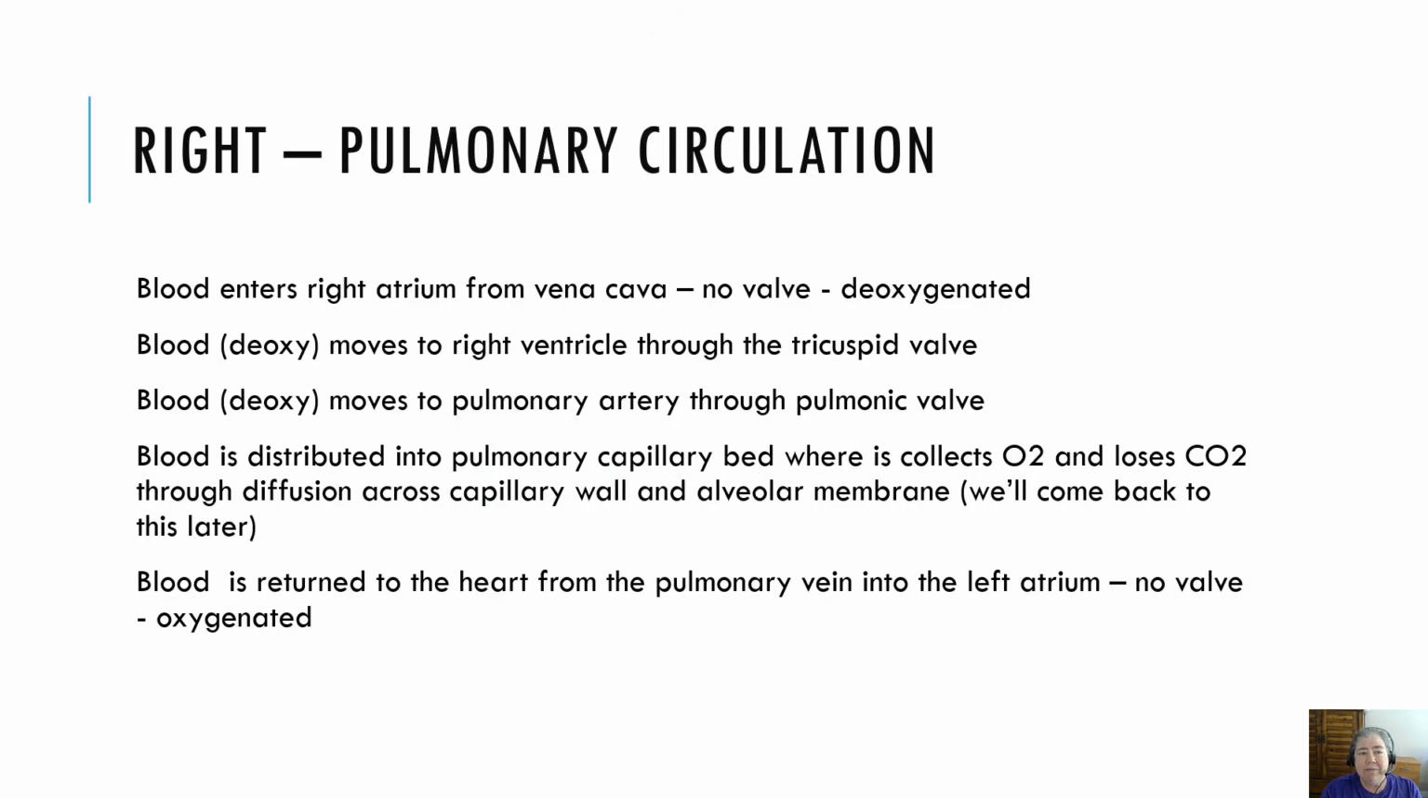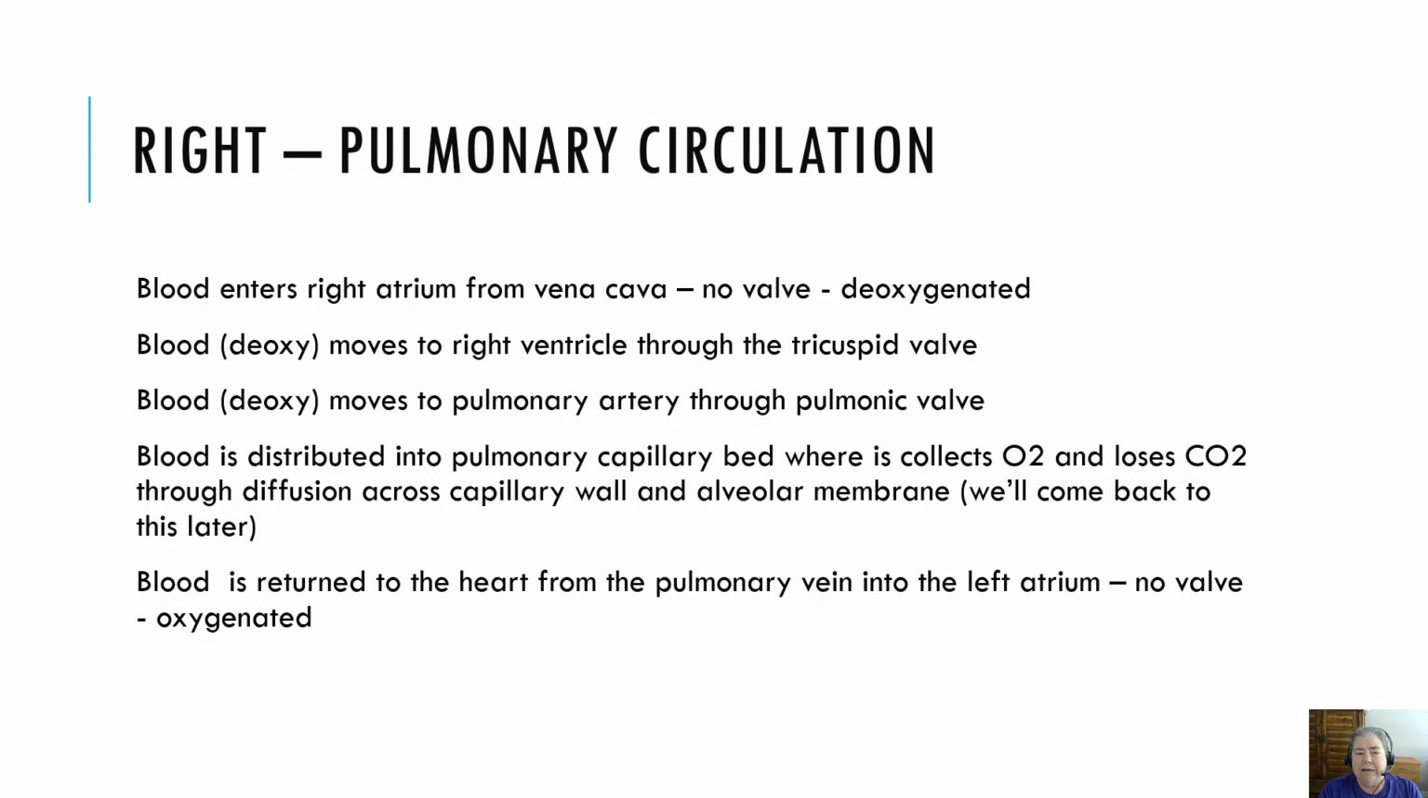So first time through, we're going to enter the right side of the heart. The blood comes into the right atrium from the vena cava. There is no valve between the vena cava and the right atrium, so the blood flow is pretty continuous, and that blood is deoxygenated. It has lost a lot of its oxygen. It's carrying a certain amount of carbon dioxide, which is a waste product of metabolism. That blood moves through a valve called the tricuspid valve from the right atrium to the right ventricle.